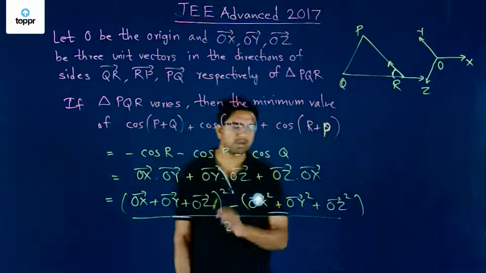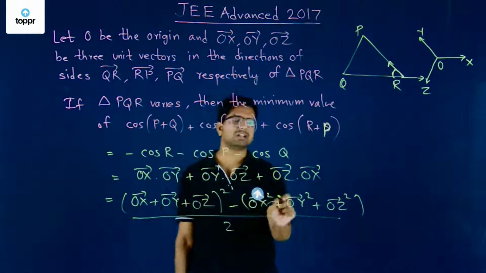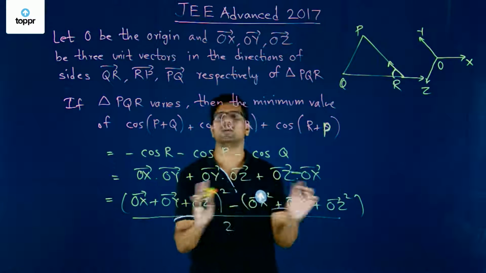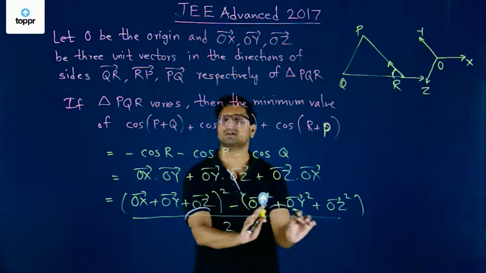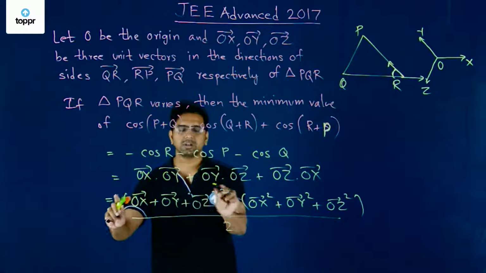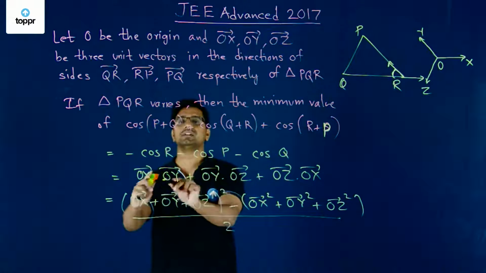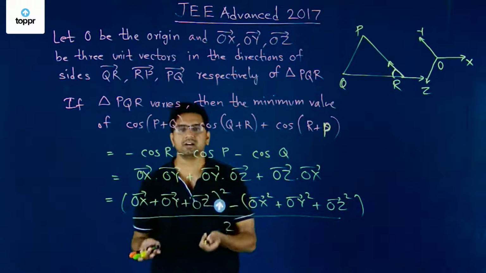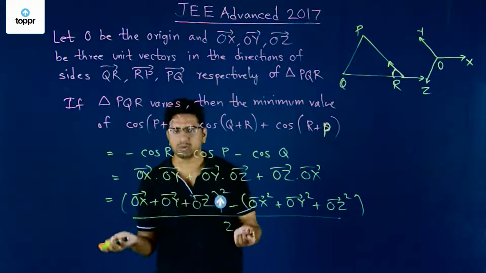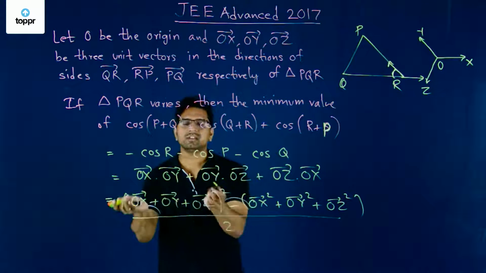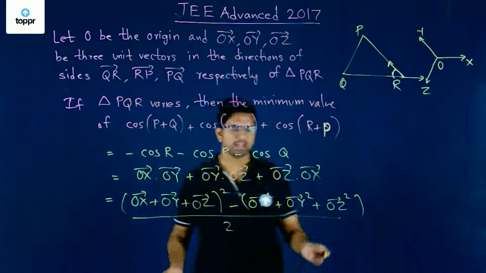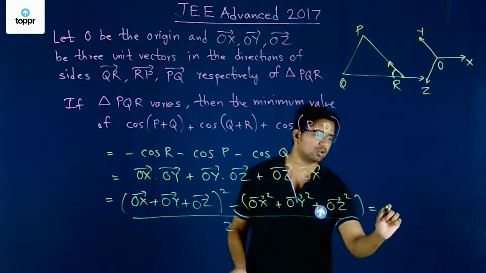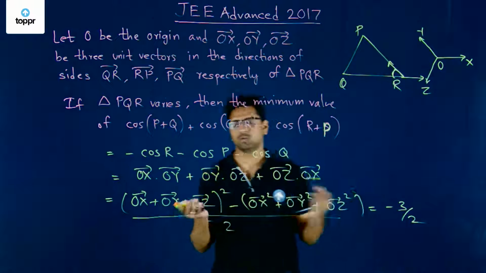Now have a look at this particular thing. All these things are fixed. This is 1, this is 1 and this is 1. So we cannot do anything with respect to this term. The only thing we can do is minimize this expression. And what is its minimum value? Since it is a square term, its minimum value is obviously equal to 0. So its minimum value is 0, and this value is minus 3 upon 2. So the minimum value is minus 3 upon 2.